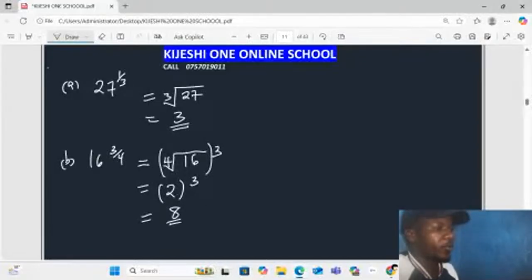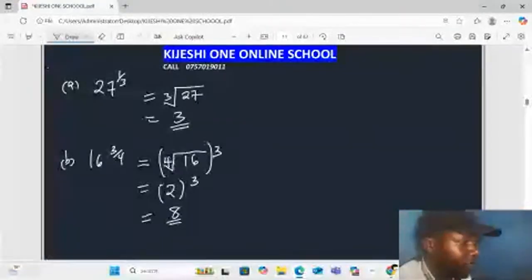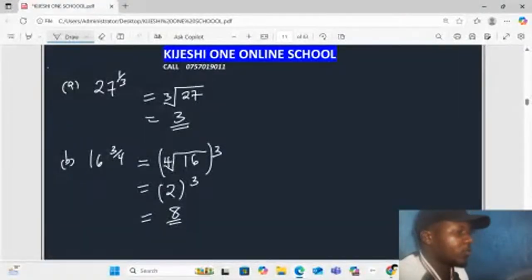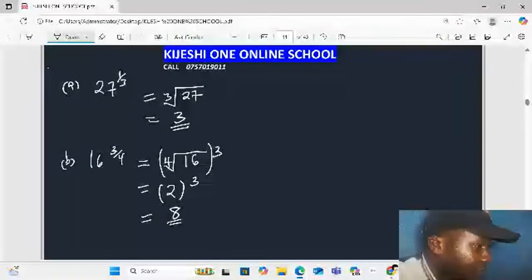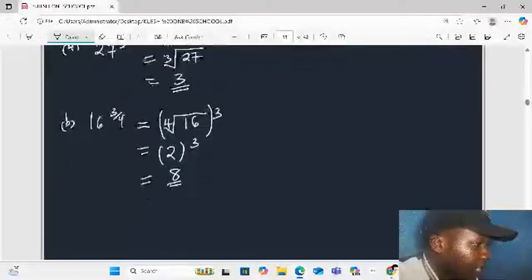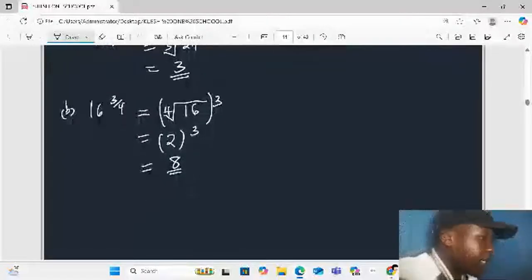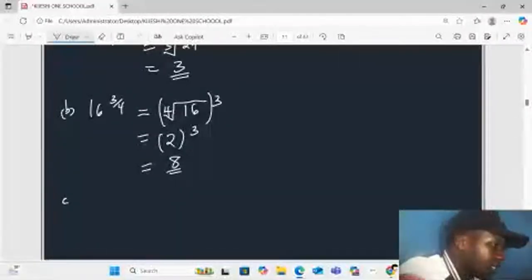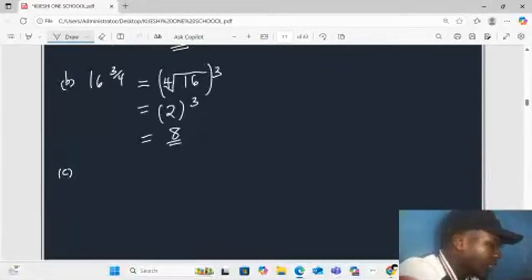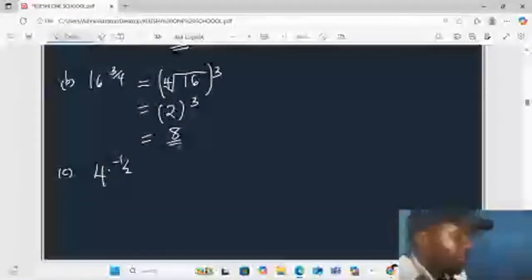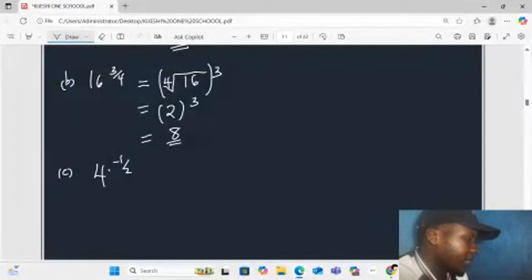So that is how you simply do that one. Same applies to other fractions of the same. And then we go to C, and C was 4 raised to negative what? Half. Now we have 4 raised to a fractional index, which is a negative one.